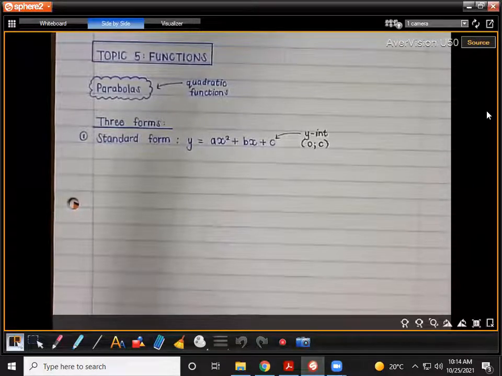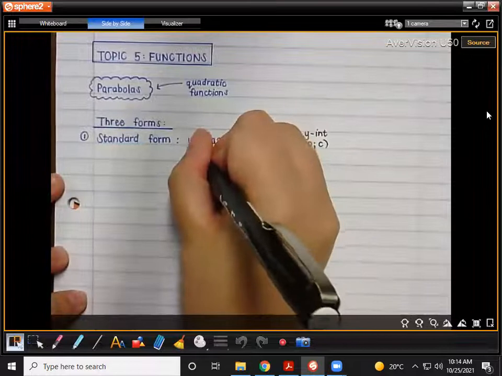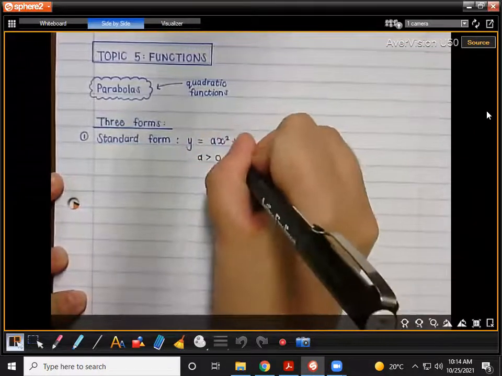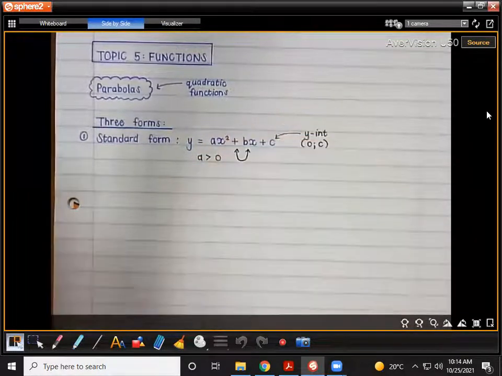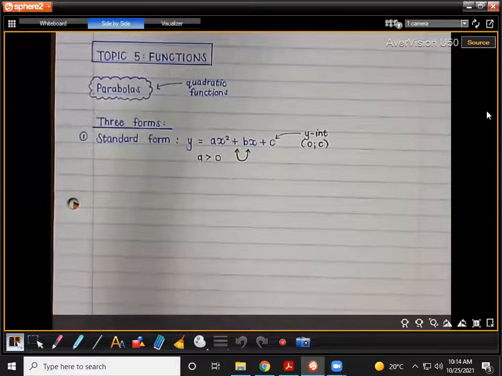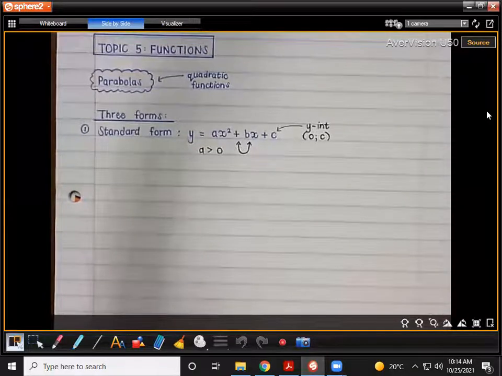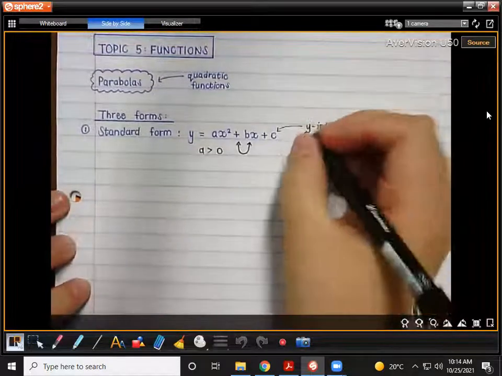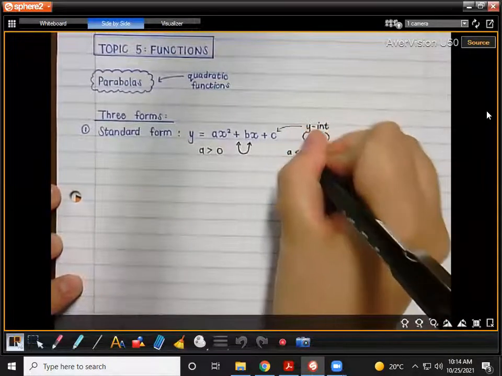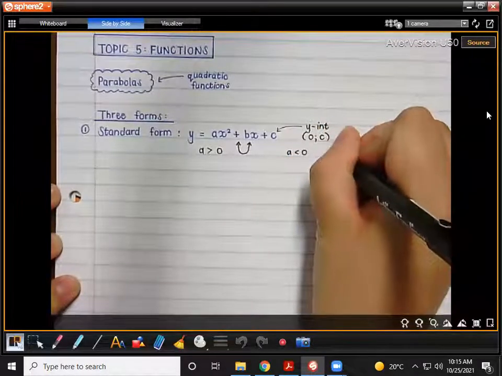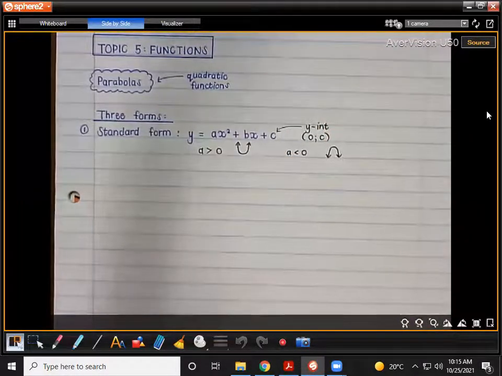All right, the A value, guys, for a parabola, remember, always tells us if it's an upwards facing parabola or downwards facing parabola. So if A is positive, then you have an upwards facing parabola, right? The number in front of x squared, if that's a positive number, then you have an upwards facing one. But if the number in front of x squared is negative, then you have a downwards facing parabola.